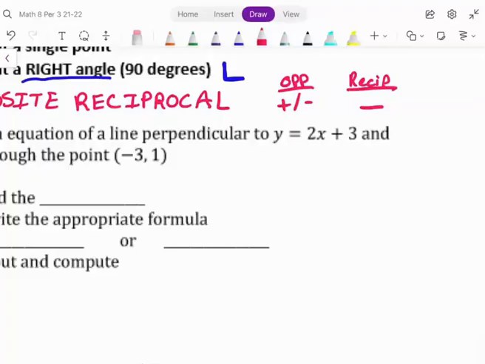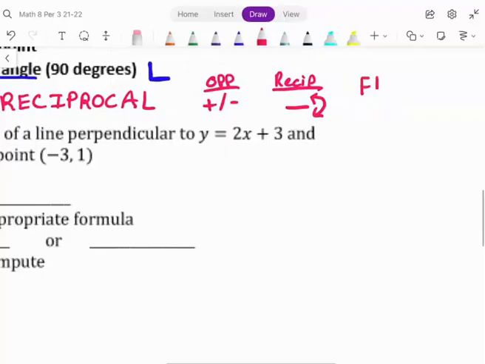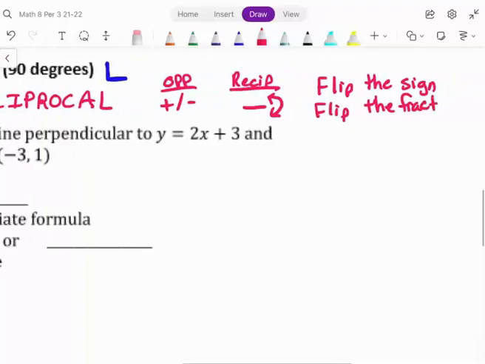is when you have a fraction and you switch the top and the bottom. So the way I say it is flip the sign and flip the fraction. So I'll just say flip, flip. Okay, flip the sign, flip the fraction.